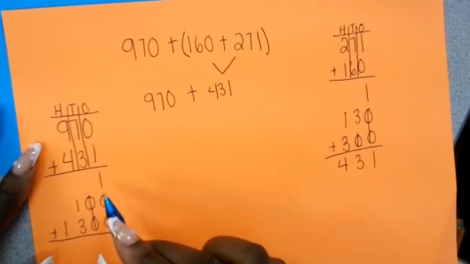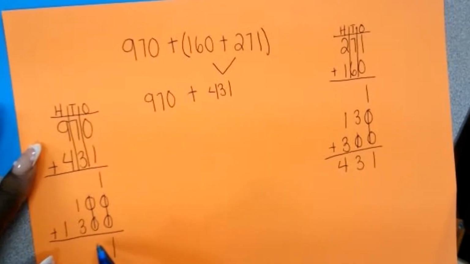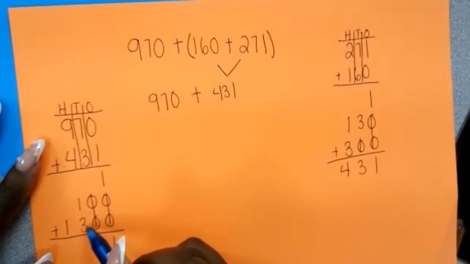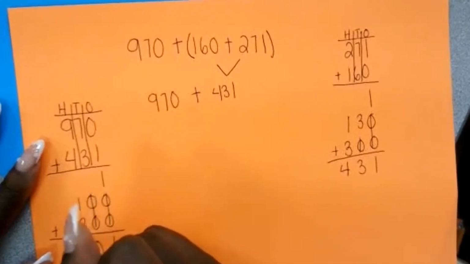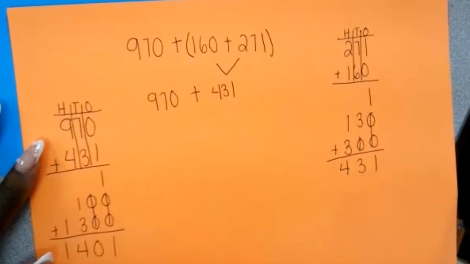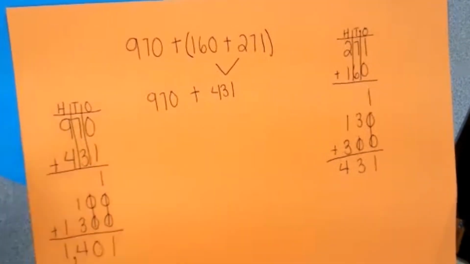Okay. 1 plus nothing, 1. We don't have anything here. What's going to be our placeholder? 0. 1 plus 3, 4. 1 plus nothing, 1. Where can I put my comma? At the end. Nope. After your third number. 1, 2, 3. Good job, Brielle.